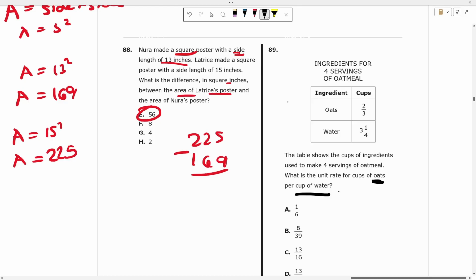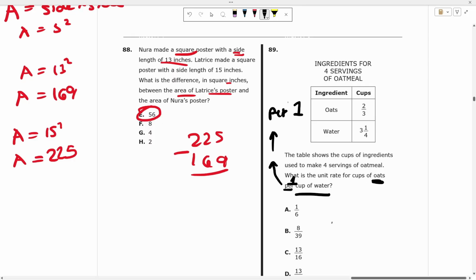How many cups of water? Well, it's per 1 cup. Remember, this is a rule. I'm not making this up. This is an actual thing on the test. Whenever you have a ratio that has per inside of it, and there's no number there, it's going to be per 1 of that thing. So how many cups of oats do I need per 1 cup of water?